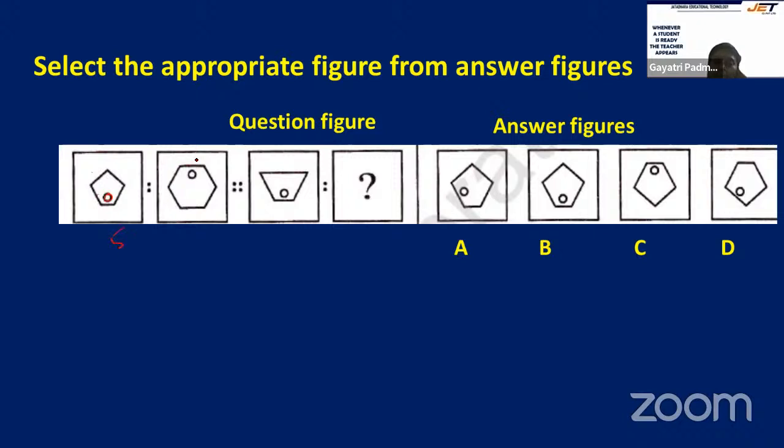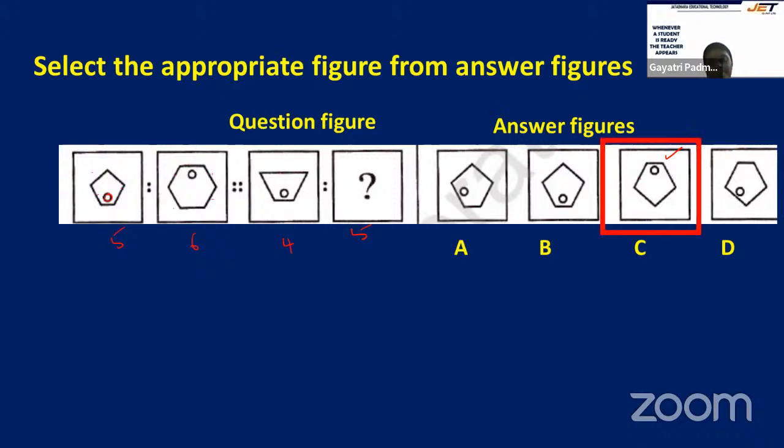And the circle is moving upward. How many sided is this? 1, 2, 3, 4, 5, 6. So one more is added. So let us try this. So here you have 1, 2, 3, 4. So the next must be 5 sided with your circle upwards, right? So circle upward means, so your option C must be the correct answer.